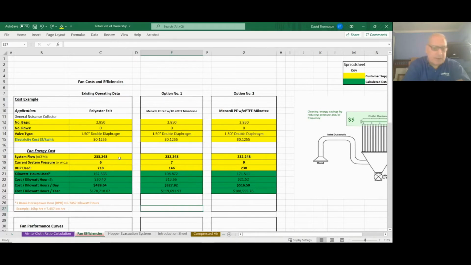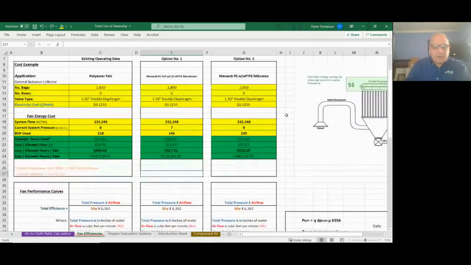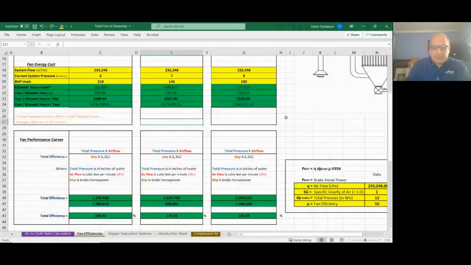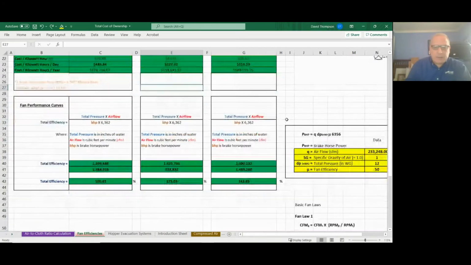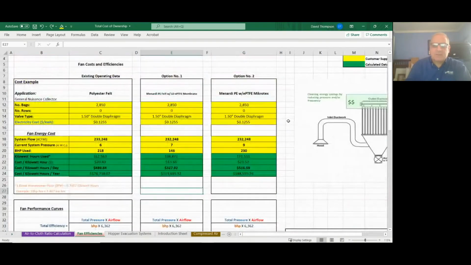Now, on the low drag, you go from 180,000 on a regular bag to 120,000 with low drag. That's a big difference. And that's something that can be put right in your pocket and goes to the bottom line of your plant operating costs. And we just talk about how we calculate the horsepower and the total efficiencies and stuff of that system.